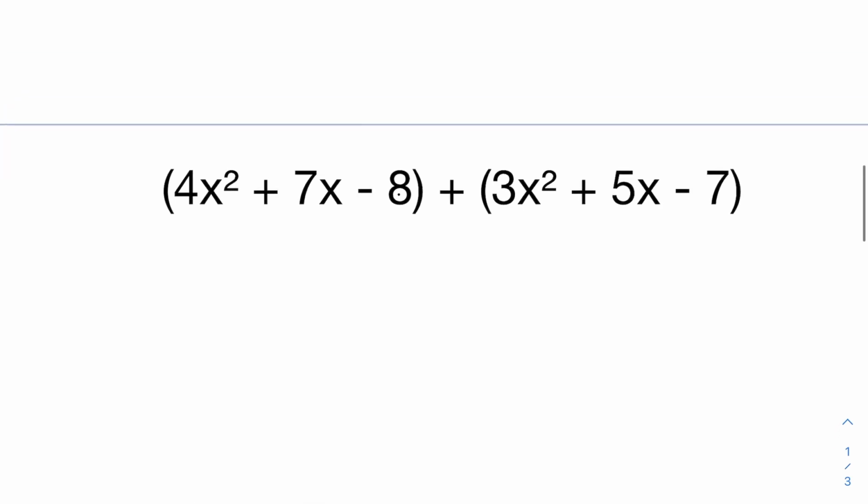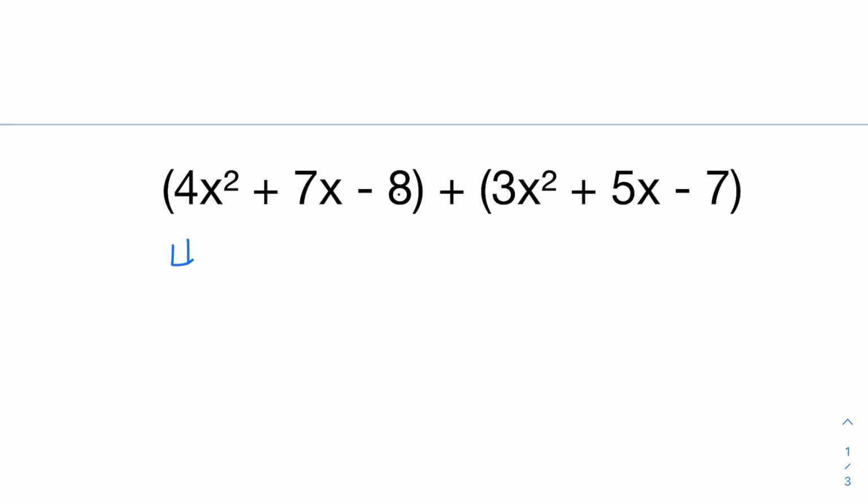Here we see an example of the addition of two polynomials. So we have 4x squared plus 7x minus 8 plus the quantity 3x squared plus 5x minus 7. We're going to start with an addition problem because adding polynomials is a little bit easier than subtracting. When you go to add polynomials, if everything is positive in front of the parentheses, so we don't have any negative signs out here in front of this parentheses, we have a positive in front of this parentheses, then that's good news because it simplifies things and allows us to just drop the parentheses.